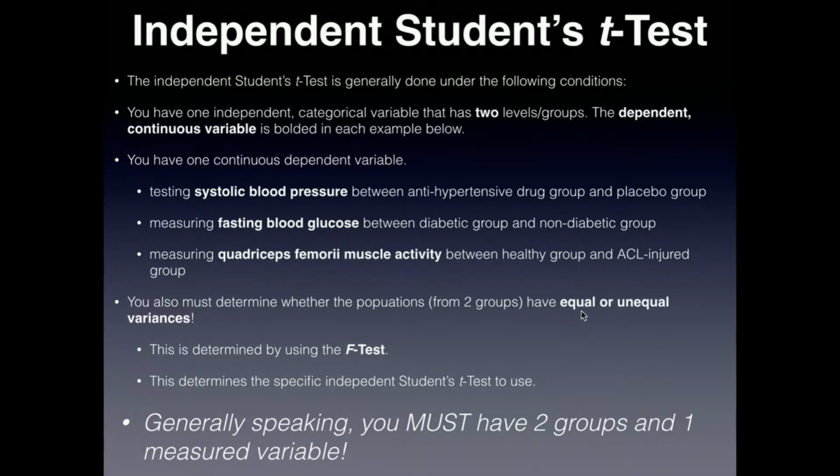And I'm going to show you that in just a few seconds, but I want to conclude this part of the video by saying, generally speaking, to run an independent t-test, you must have two groups and one measured variable that you're measuring on both of them. All right, let's go to the Excel file, and I'm going to show you how to conduct these tests.